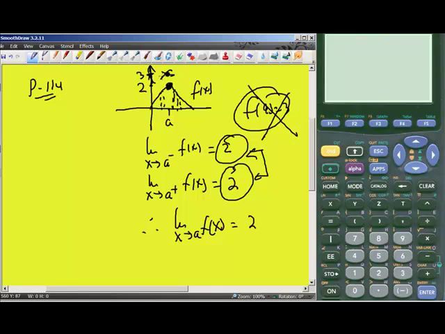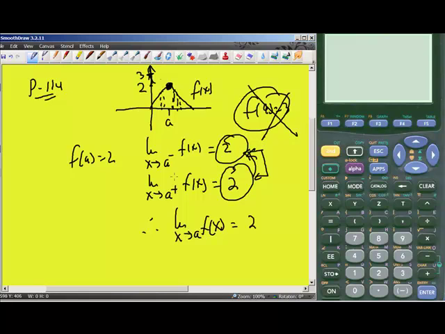Now, let's say we didn't have that, so let me erase that. We do know that f of a is equal to 2. That's okay, and the limit still exists because both the left hand and right hand sides go to the same value.